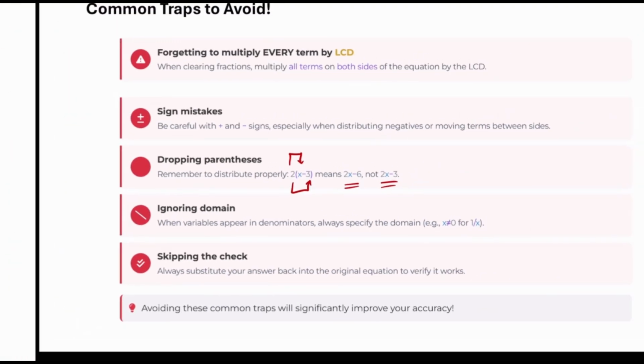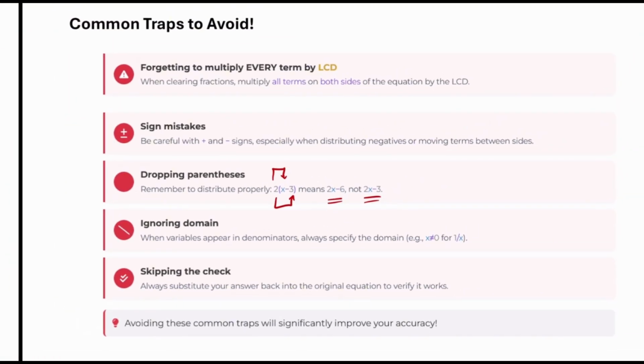Another thing is ignoring the domain. When variables appear in the denominator, as I just told you, we have to consider the condition that the denominator cannot be 0. So whenever I find, for instance, x equals 3, and I know I have a fraction whose denominator becomes 0 for that value, then 3 is not going to be the answer. It doesn't matter that x equals 3 came out as my final answer, I cannot put it in there because at the end, I'm going to face a problem.